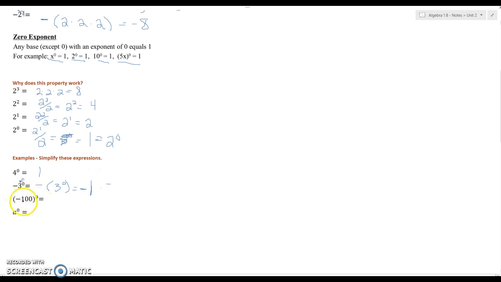Now when we have negative 100 in parentheses, that 0 goes to that whole number. So anything to the 0 power is 1, as well as here, a to the 0 power, anything to the 0 power is 1. Take a moment to pause the video if you need to and come back.